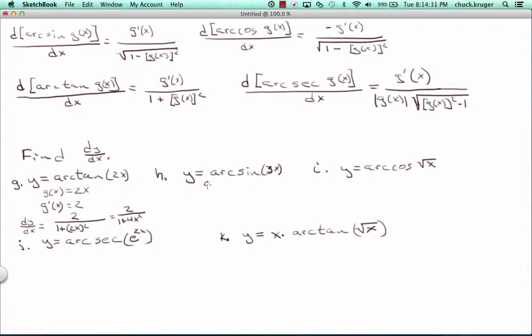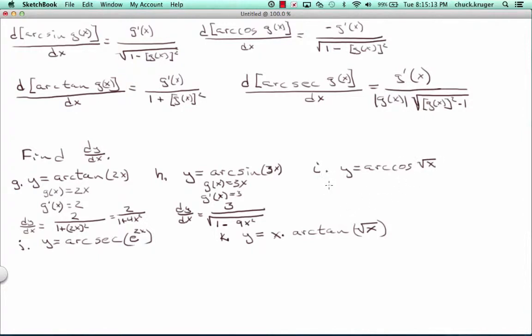So here, g of x is defined to be 3x, which means g prime of x is equal to 3. And arc sine is right up there. That's going to be 3 over the square root of 1 minus g of x squared. Well, g of x is 3x, so g of x squared is 3x times 3x, which is 9x squared. And I am now done with that problem.